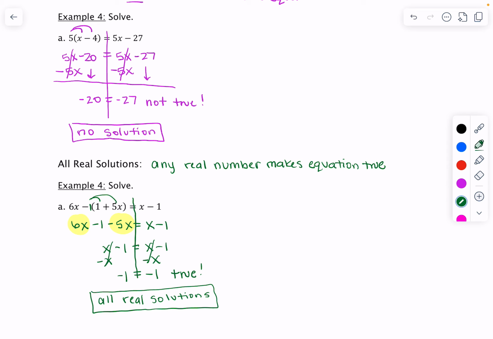Okay? So those are the things to think about for this lesson. Distributive properties, solving like we did in the previous lesson, and noticing that some of your problems in this practice will have no solution and all real solutions.